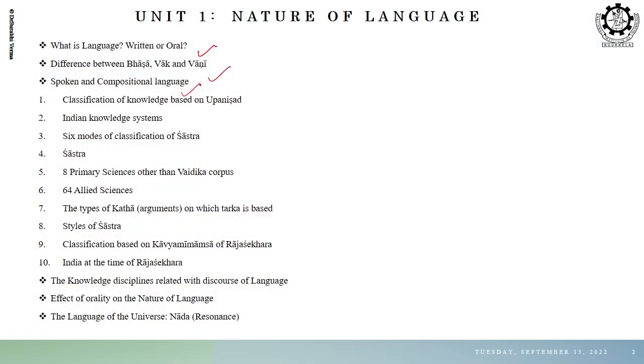This is lecture 4. In the previous lecture, we have already gone through a few of the contents, like what is language, the difference between Bhasha, Vak and Vadi, then spoken and compositional language. Under this topic, we covered classification of knowledge based on the Upanishads, then Indian knowledge systems, then I explained the possible modes of understanding the classification of the Shastra, so 6 modes of classification. And then we began with the Shastra itself, because the 6 modes of classification are going to help us understand in detail what Shastra is, and I defined the Shastra.